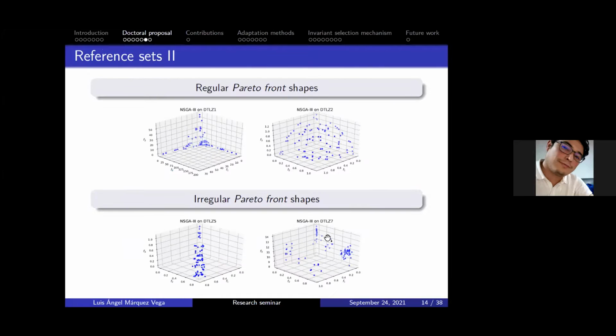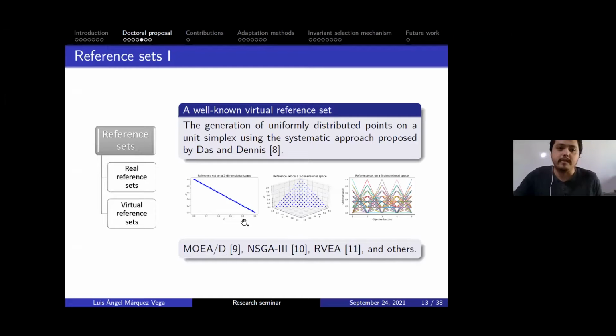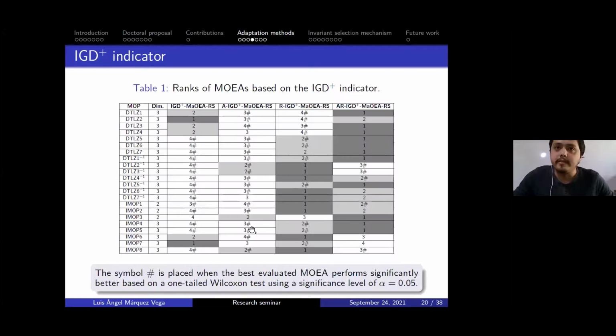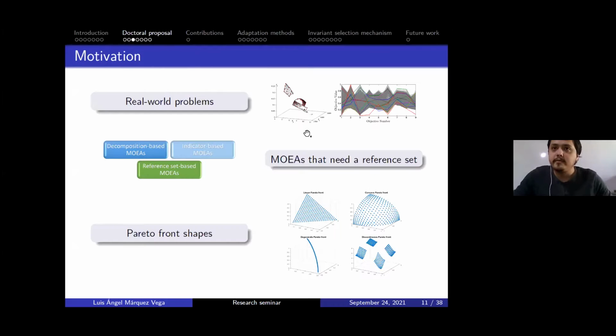Already there exist some real problems that are tackled with MOEAs. For example, I have one here. This is one problem about car design. This is a real problem that has an irregular Pareto front shape, and it was a good candidate to use our reference adaptation method to test how well it works on this type of problem. However, there are so many real world problems that have irregular Pareto front shapes.